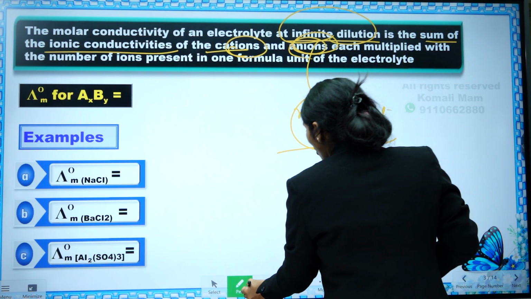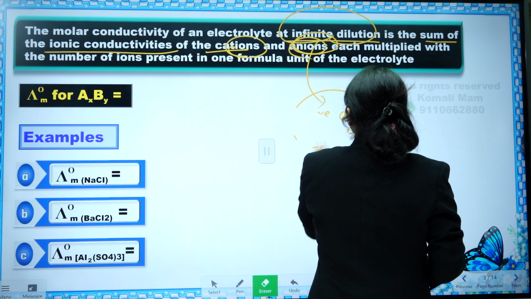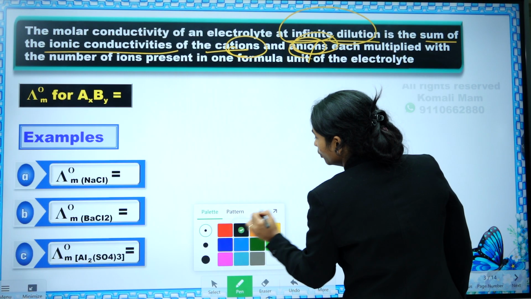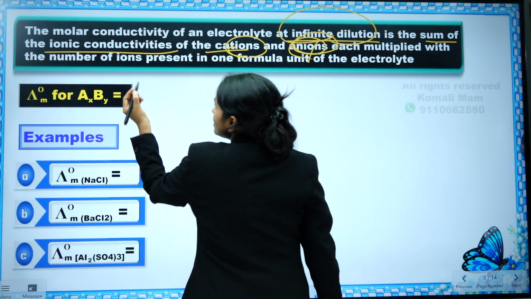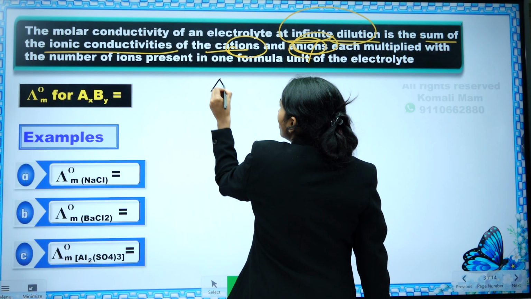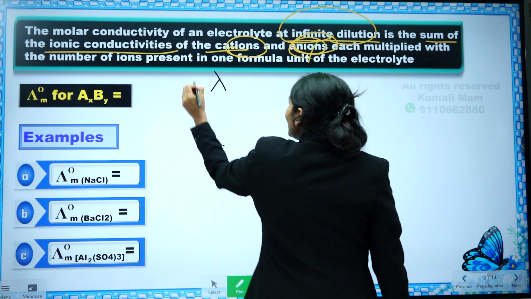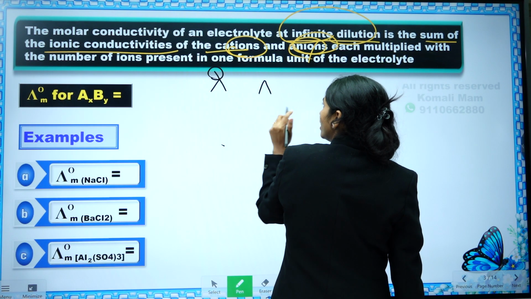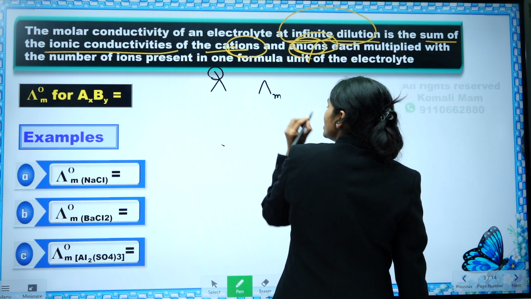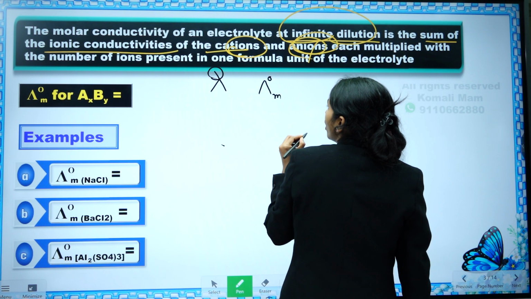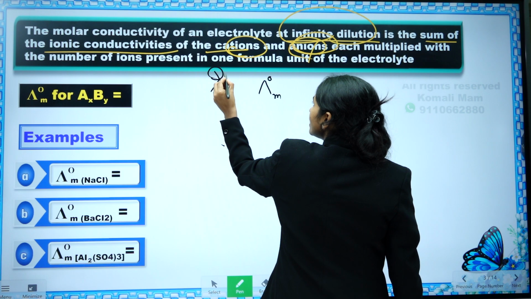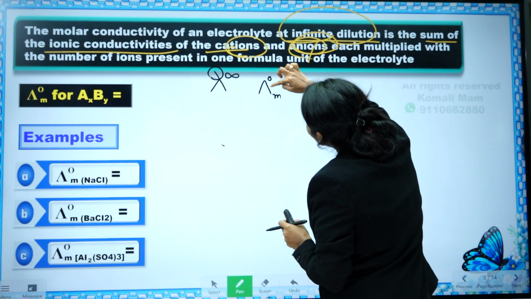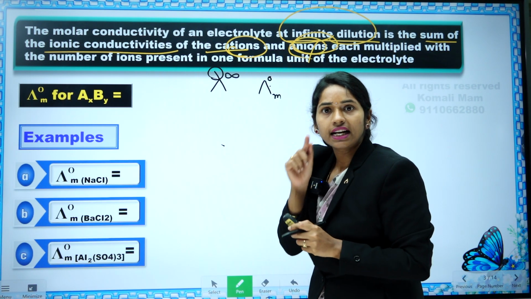Now, let us see the formula and how to represent it. Small tip: this is lambda. You can write lambda like this, and down you write m, and on top you write naught. This naught you can write like this, or infinity like this also, which indicates molar conductivity at infinite dilution. That is the meaning.